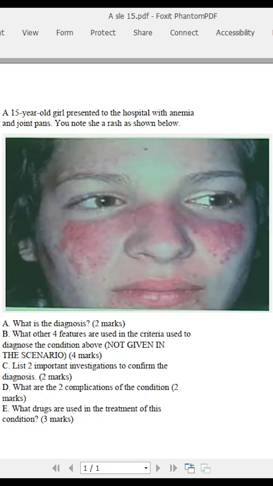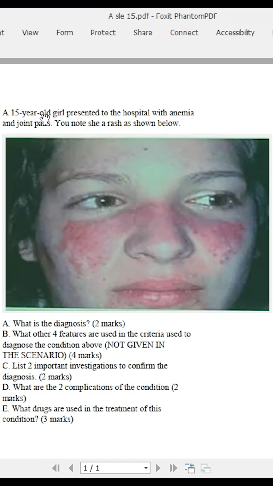Okay, so this is the last video we're going to look at SLE, and in this video I'm thinking we just pass through a couple of questions, starting with this one. A 15-year-old girl presented to the hospital with anemia and joint pains. You note she has a rash as shown below.